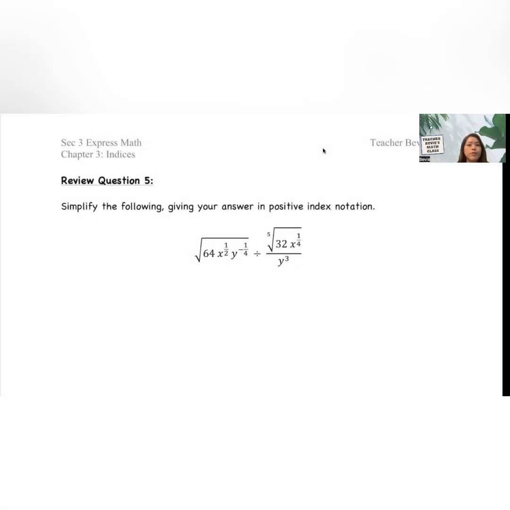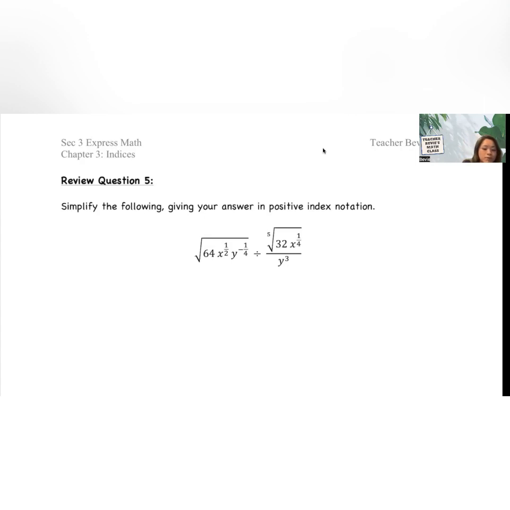So for review question 5, simplify the following, giving your answer in positive index notation. By positive index notation, it actually means to have all my powers in the positive form, nothing negative. So looking at the question, what I can do first is to keep change flip.